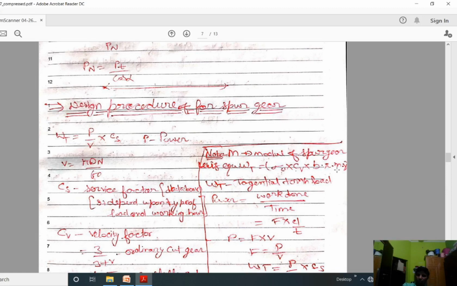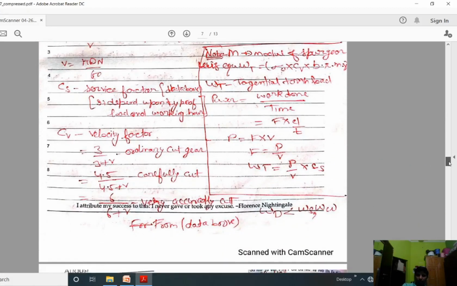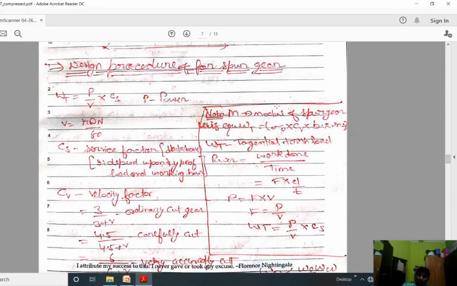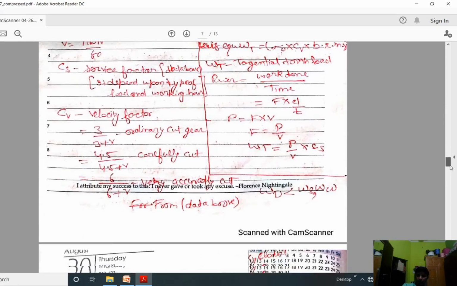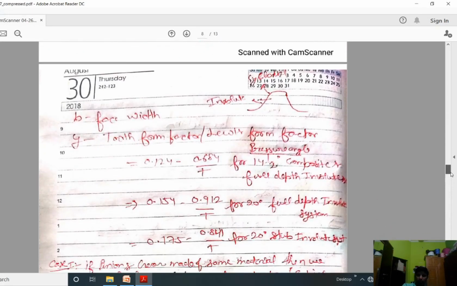And what is module? You know that module is a term in the terminology of gears, and module is equal to the diameter of the gear divided by the teeth on the gear. And y is the Lewis form factor. So from here we can easily find out the value of Wt, the tangential tooth load. So this is our first step, students, and in the end we have to find out the value of Wt, that means the value of tangential tooth load.